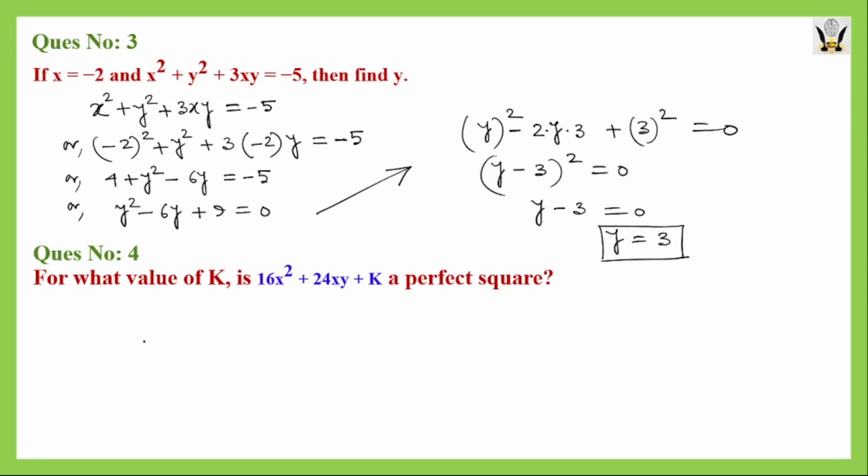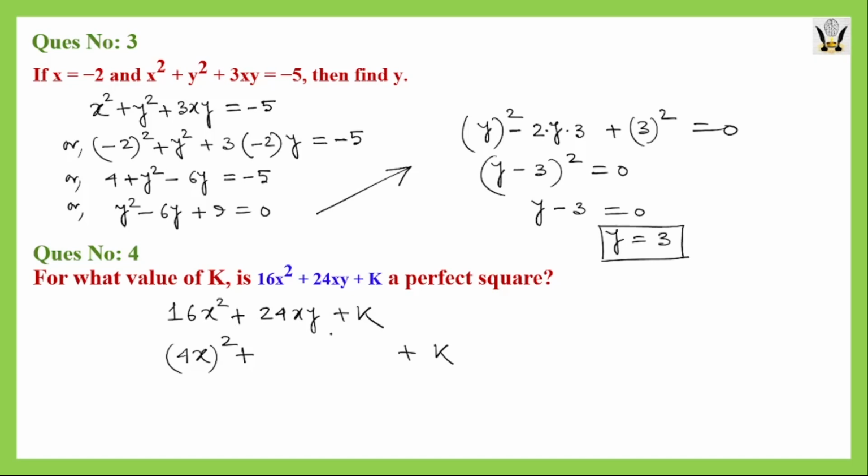Now in the next question, we need to find the value of k so that the given expression will be a perfect square. It is 16x square plus 24xy, and then we have k. So 16 is a perfect square, we know, so it will be 4x whole square, then plus, and here we have k, that has to be a perfect square, in 16x square plus 24xy plus k.